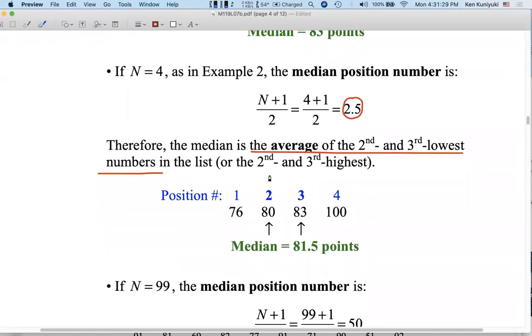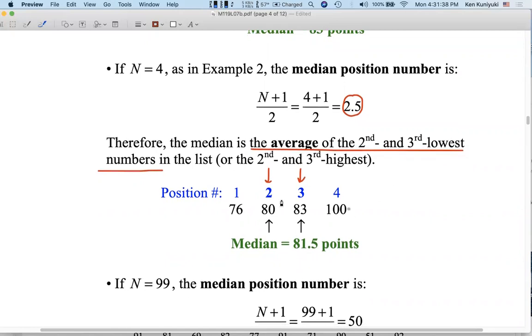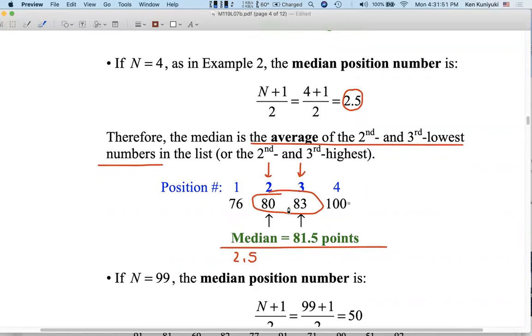So in this case here, the second lowest score was 80 points. The third lowest score was 83 points. So the median is the average of these. It's like position 2.5 in a way. The median is 81.5 points. There are some books that say that the median can be any value between 80 and 83, but we're going to do the more conventional route. We're going to take the average between the two values, 81.5 points.